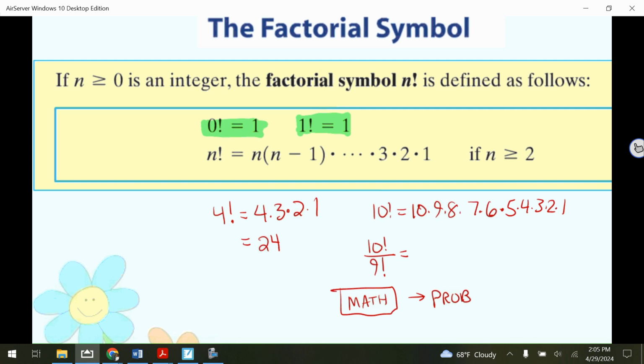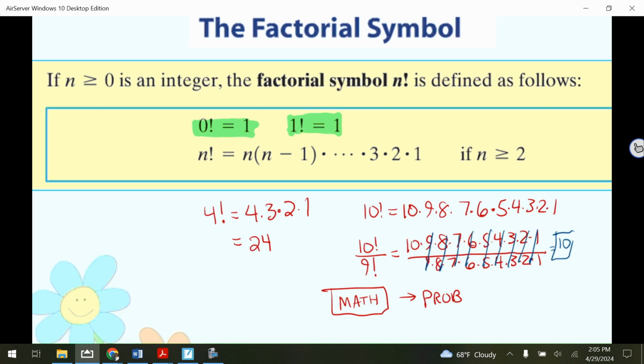But if we consider 10 factorial is just 10 times 9 times 8 times 7, and so on, I'm just going to write that out. And then 9 factorial is just 9 times 8 times 7 times 6 times 5, 4, 3, 2, 1. We can consider the fact that factors in the numerator and in the denominator of any given fraction cancel. So look at this. That's like dominoes falling. So 10 factorial over 9 factorial is just 10.